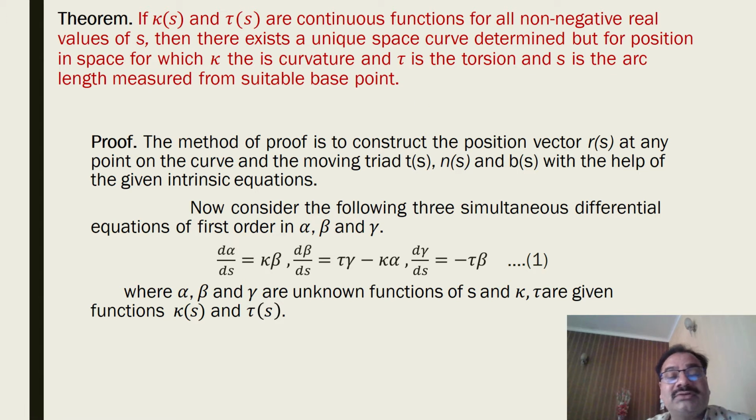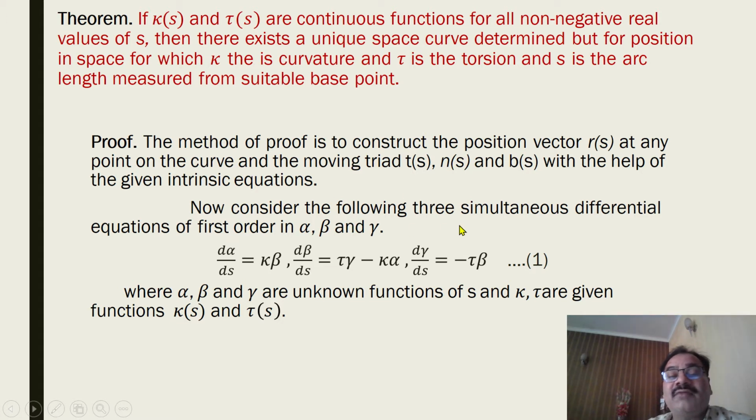So let us first understand the basis for proving this theorem. The method of proof is to construct the position vector R(s) at any point on the curve and the moving triad T(s), N(s) and B(s) with the help of the given intrinsic equations already discussed.